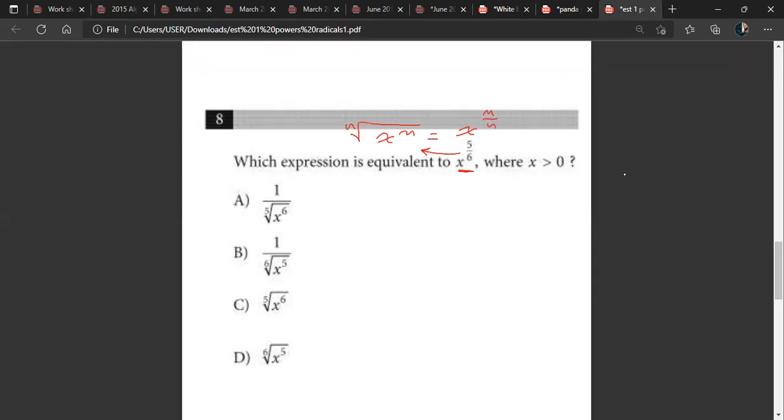So directly you put the radical like this and put x here, and the upper value, the numerator of the power, will be inside the radical, x power 5, and outside you have 6. So this is your answer, and the answer will be D. Clear, Yasmin? Yes, it's clear.